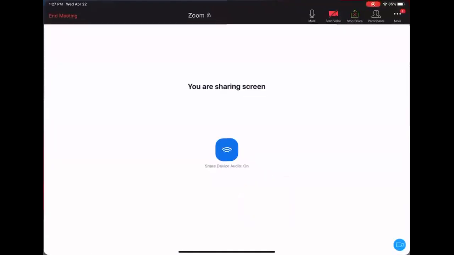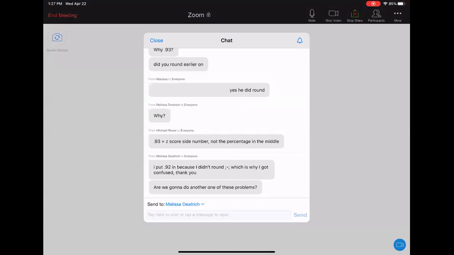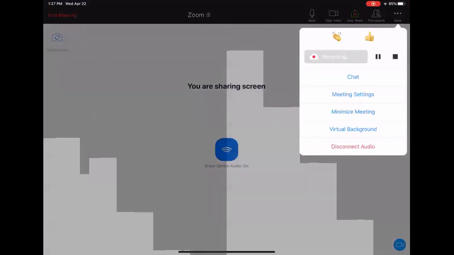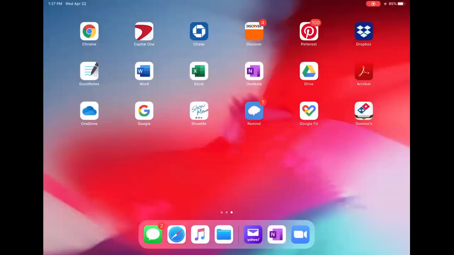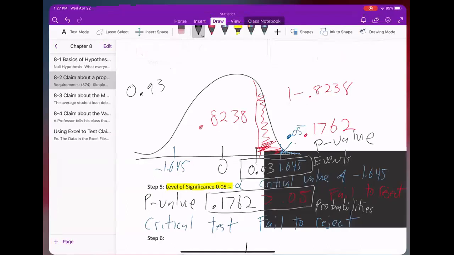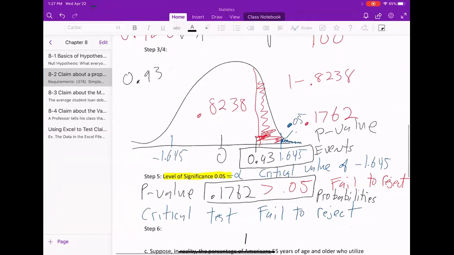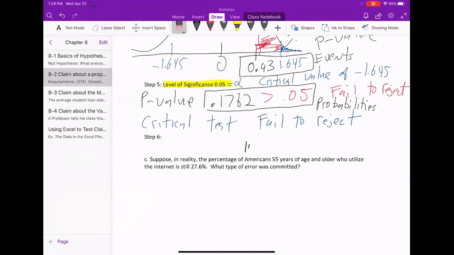Let me go back to Zoom, see my chats. If we have time, but we'll be doing more of these even if we don't get to them today. So back to my OneNote. So finally to step 6. So home. Let me erase my little black mark there. Come on, erase. Thank you.